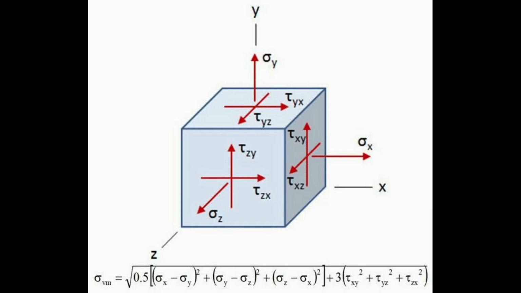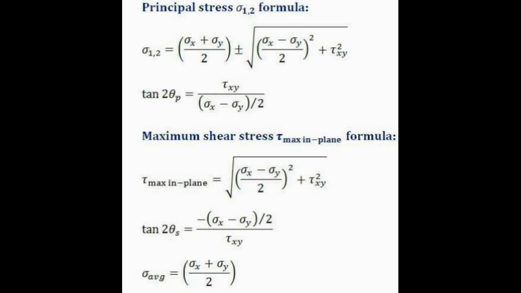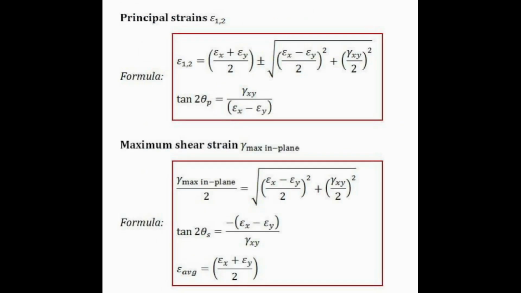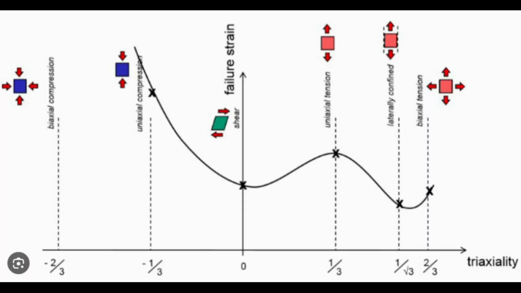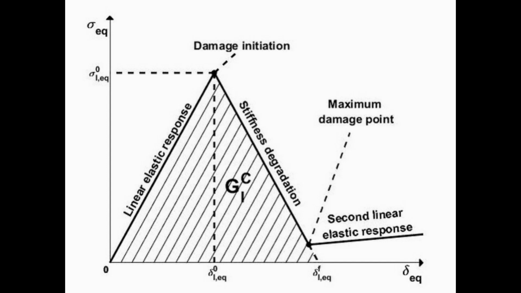Examples of failure models include von Mises yield criterion for ductile materials, maximum principal stress criterion, maximum principal strain criterion, etc. 2. Damage model. A damage model focuses on predicting the evolution and accumulation of damage within a material under deformation or loading. It provides information about the degradation of material properties due to damage, which can lead to eventual failure. Damage models involve concepts such as damage initiation, damage growth, interaction of multiple damage mechanisms, and material softening.